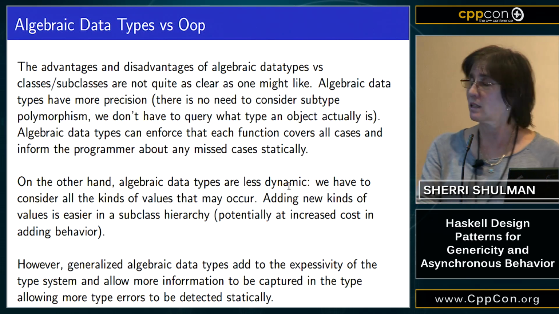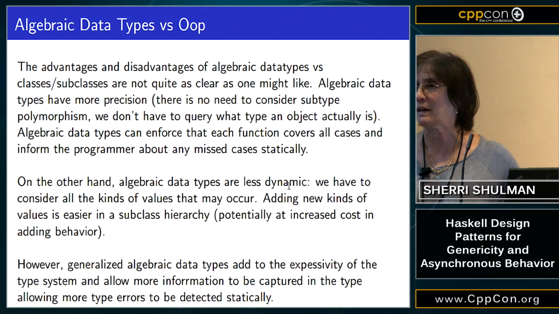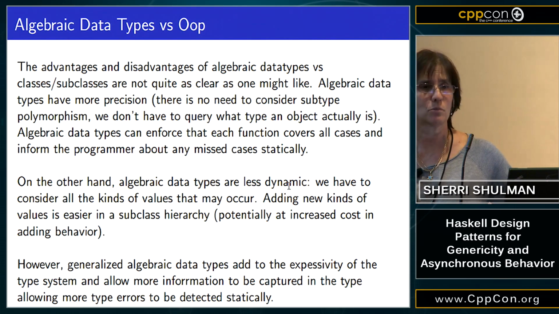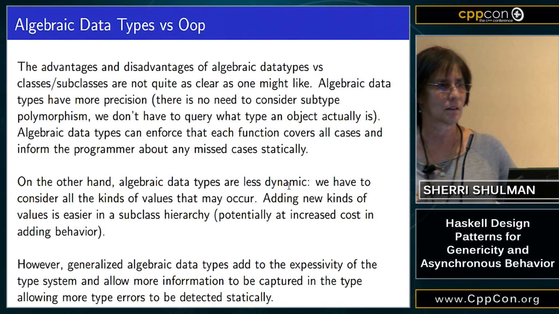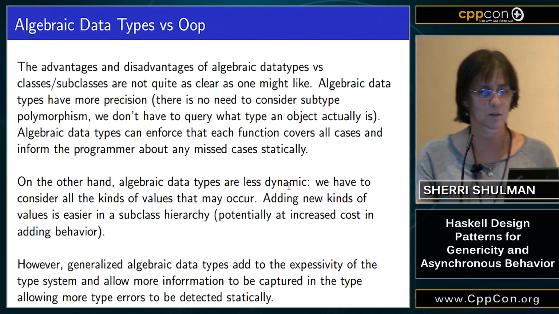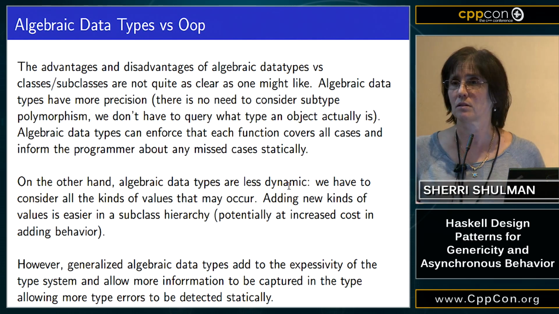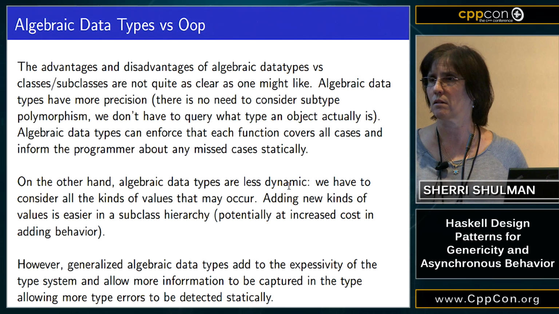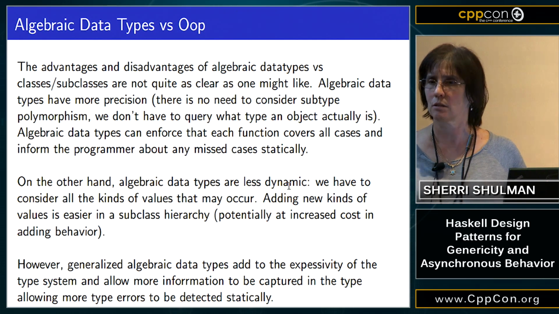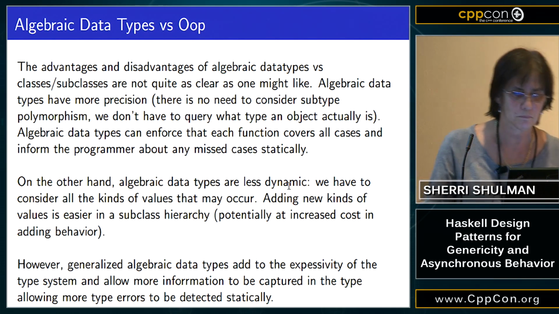Algebraic data types can enforce that each function covers all cases and inform the programmer about any missed cases statically. So if you write your function and you miss one of the cases in your discriminated union, you get static type checking, and that's one of the things you're informed about. On the other hand, algebraic data types are less dynamic. We have to consider all the values that may occur, right? Since I have to a priori decide all the things because every single function I write is going to have to give a rule for every one of the elements in the discriminated union.